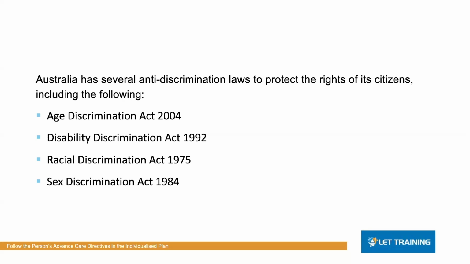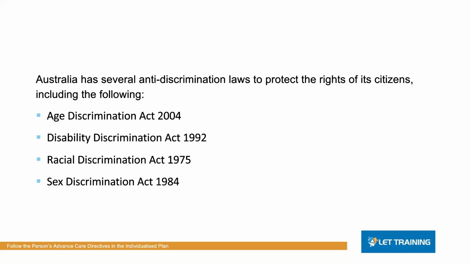The Racial Discrimination Act of 1975. This legislation aims to promote equality before the law for all people, regardless of race, colour, or national or ethnic origin. Part 2, Section 9 of the Racial Discrimination Act outlines 4 acts that are considered unlawful for a person to do based on someone's race. They are distinction, exclusion, restriction, and preference.